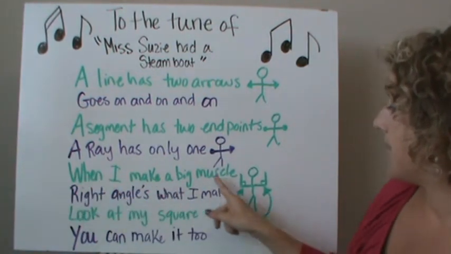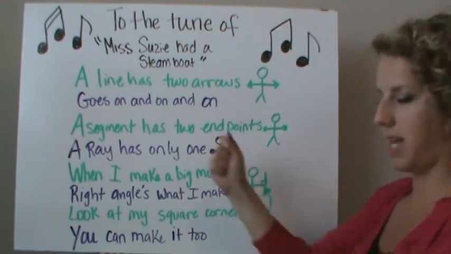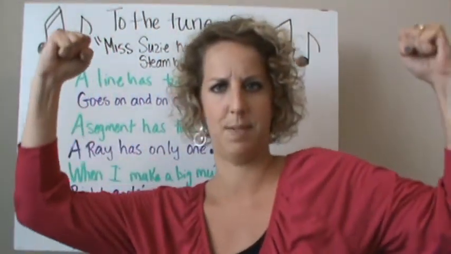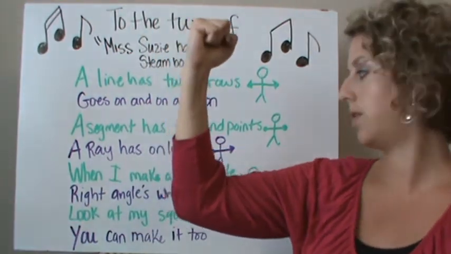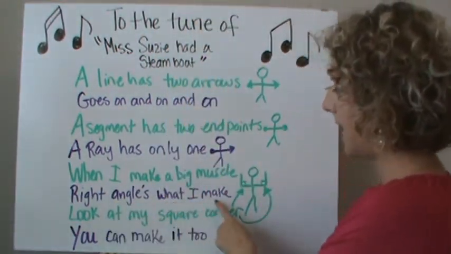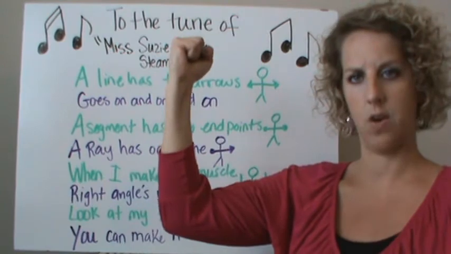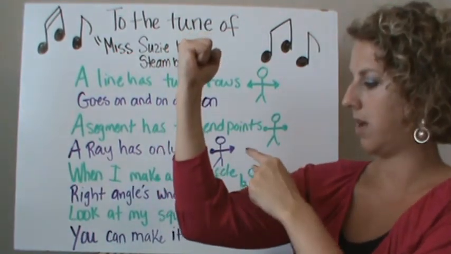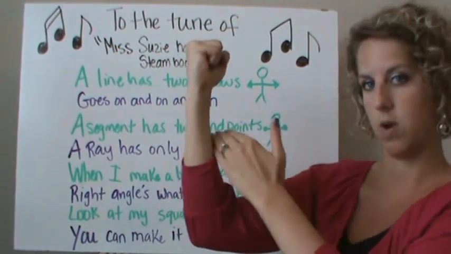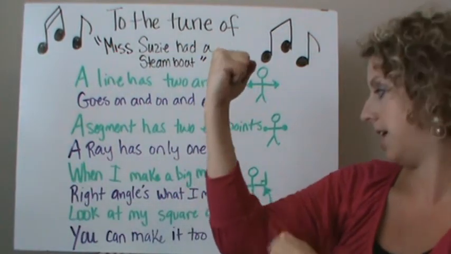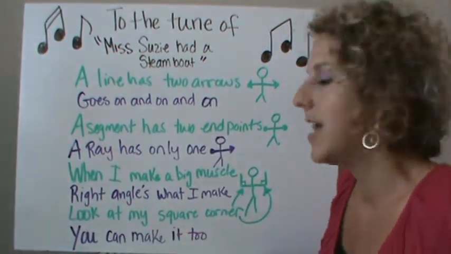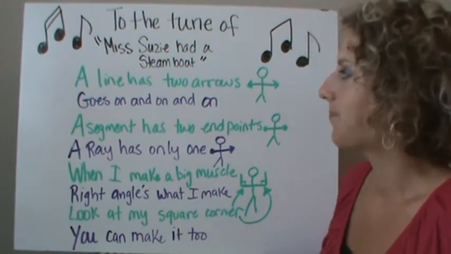When I make a big muscle, and here he is making a big muscle on both sides, when I make a big muscle, right angle's what I make. So right angle, you can see the right angle right here, that perfect square corner. Look at my square corner, and then you point to it. You can make it too. So let's sing it all together.